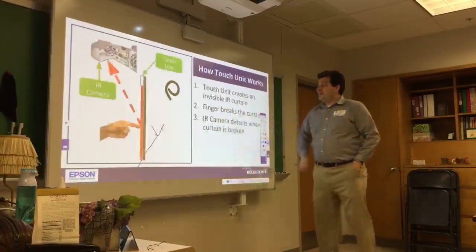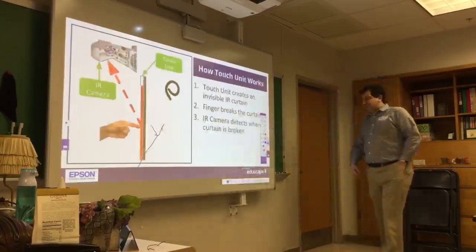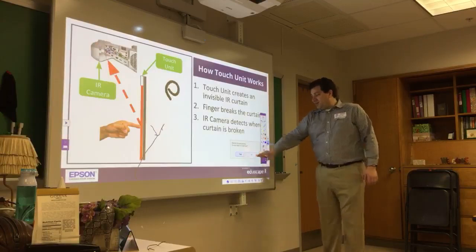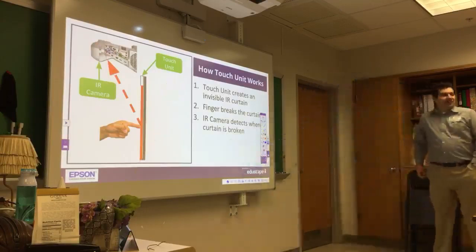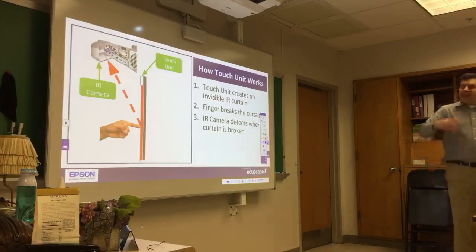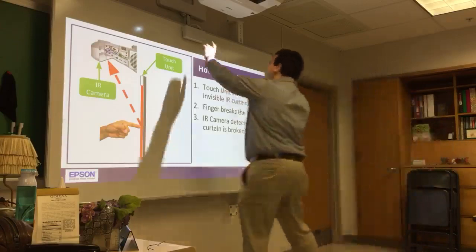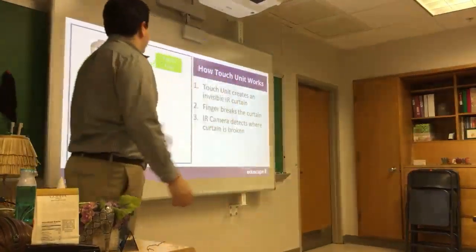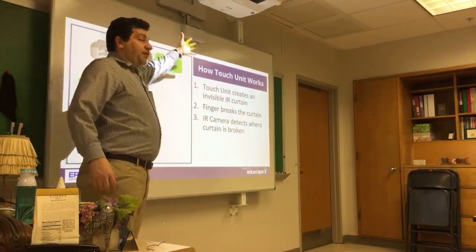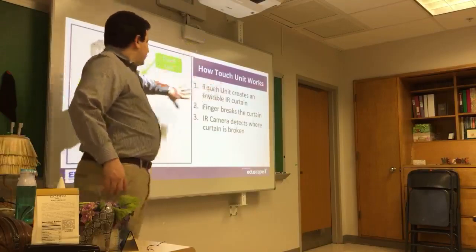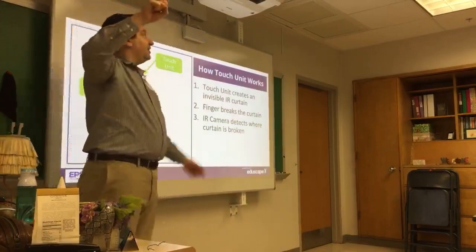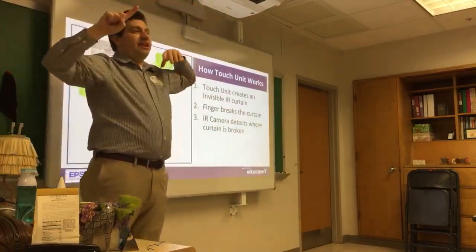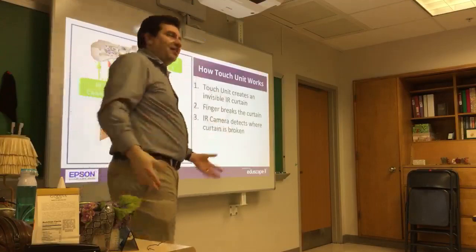Next up, we're going to talk about finger touch. This cool diagram here was drawn by a genius guy. His name is Josh Kaplan, and you may have heard of him. And this is how the touch unit works. This is how touch works. So this is the touch unit. And what it does is it emits an invisible infrared curtain. It's really close to the board. What happens is when your finger breaks the curtain, the infrared camera can see that break, and that's how it knows where your finger is.